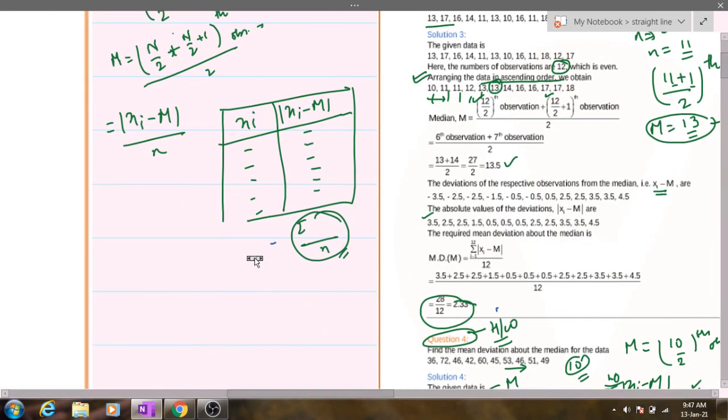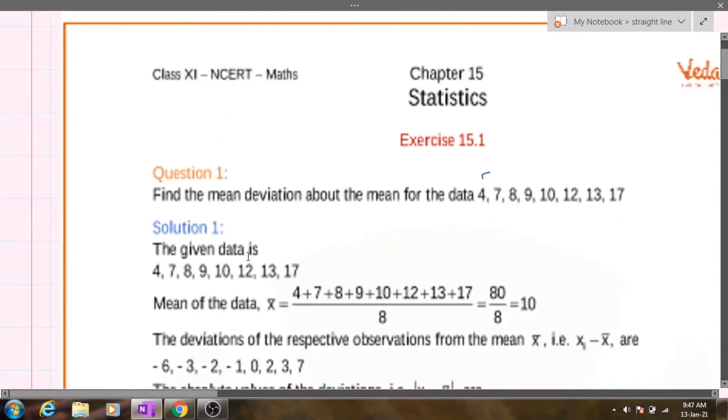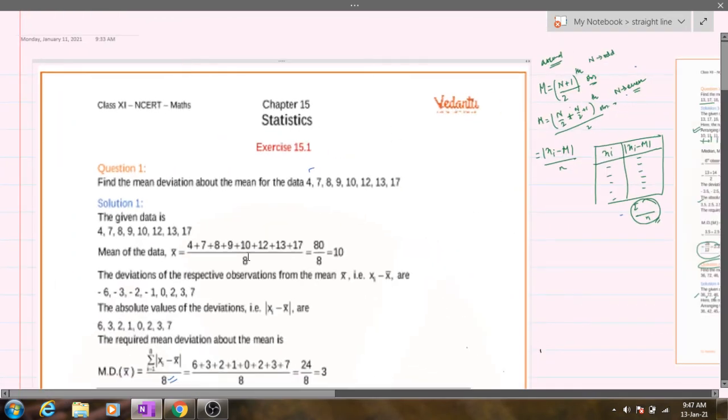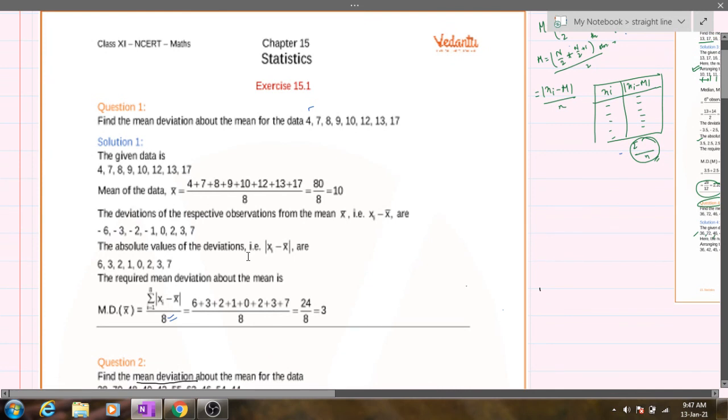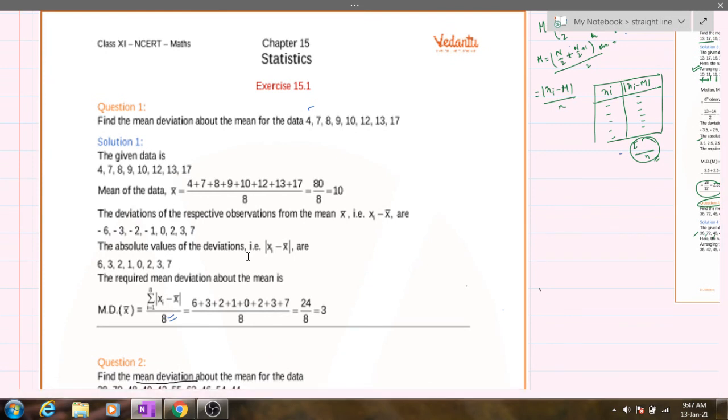People who haven't attended the first class can always go to the first numerical, which was the mean deviation about the mean. Clear? It is as simple as the second one. In fact, this is the simplest numerical in your exercise. That is why it's the first one. So kindly do it.